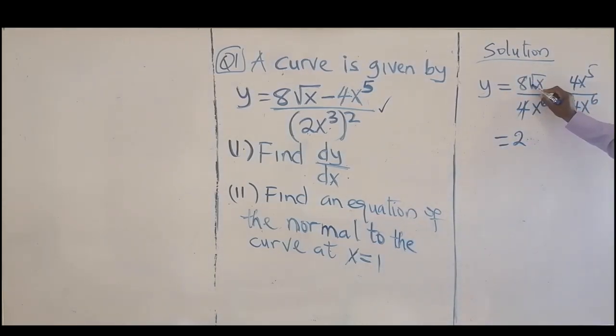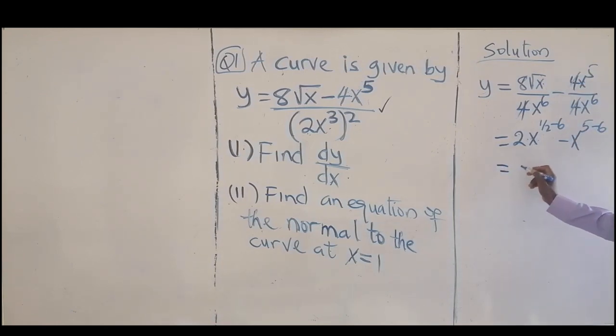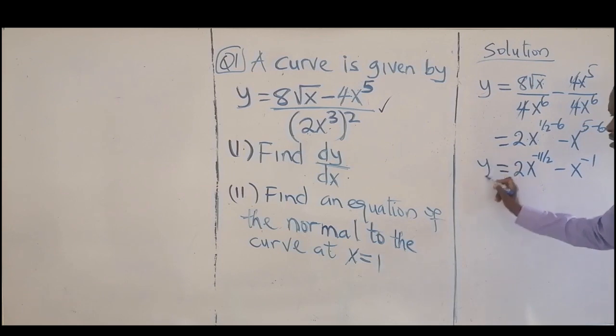This is a square root. Remove the square root, that will be x to the power half minus 6 minus 4. We cancel each other, so we have x to the power 5 minus 6. The bases are the same and you are dividing, so you apply indices. So we then have 2 half minus 6, that will give us x to the power minus 11 over 2, then minus x to the power 5 minus 6, that's minus 1. So that is y.